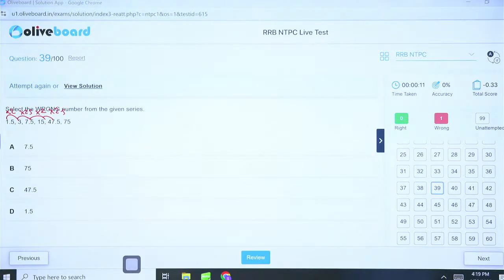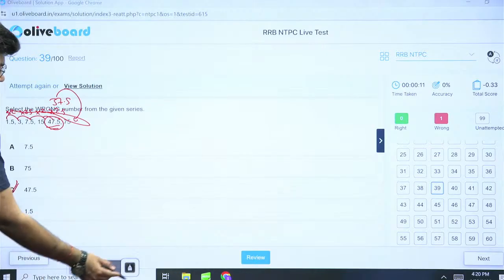No, this is 3.5. 2.5. No, wait. Okay, sorry. So they have to find the wrong number. So this has to be the correct one. Next, if we would have done it as 2.5, we would have gotten 30 and 37.5. And 37.5 into 2 again would have given me 75. Right? So 47.5 is the incorrect number. Option C is the right answer. For a while I just forgot that this was a wrong series question.